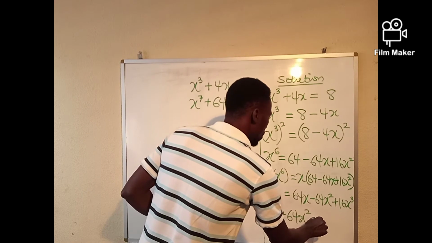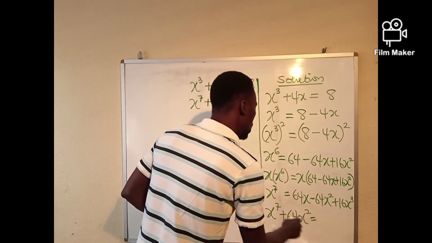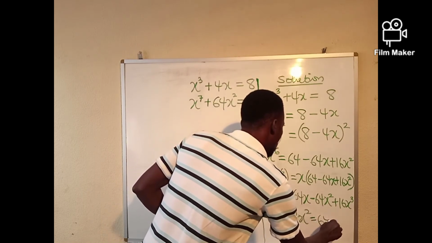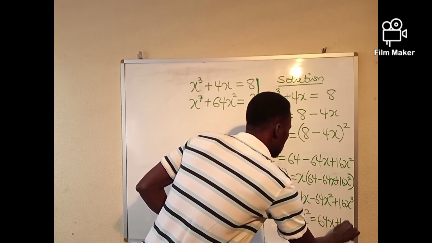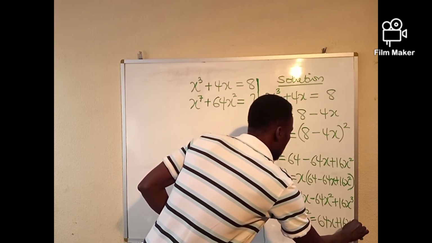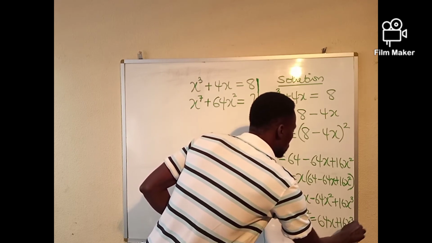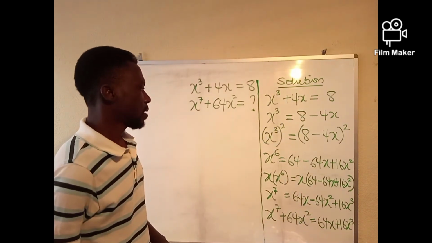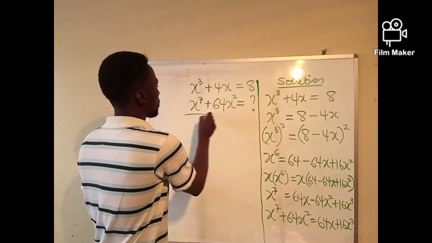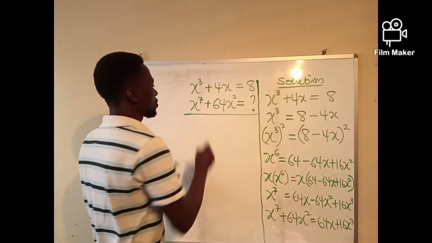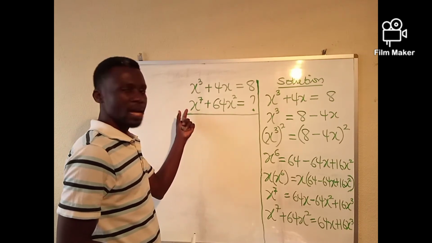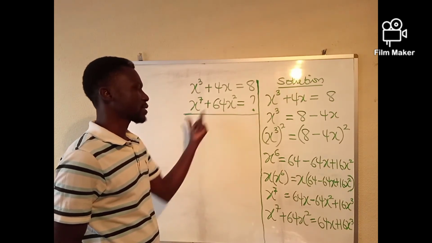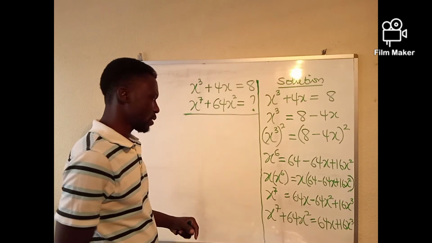This will be equal to 64x plus 16x cubed. This is what we have. All right, so let's continue from this part. So now, what do we do? You could see that we've got on the left side x to the 7th plus 64x squared to be equal to something we were looking for.